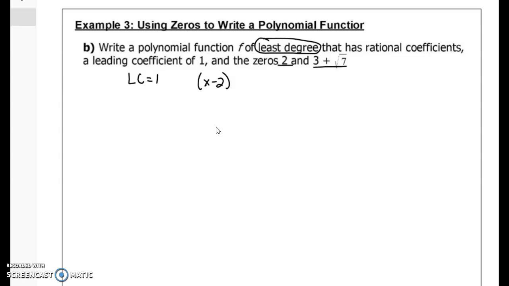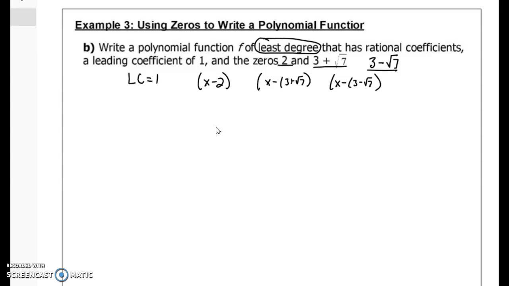It has another zero of 3 plus square root 7. So automatically when you see that, I hope you know that it then has another zero, even if it's not written, a 3 minus square root 7, because of the irrational conjugates theorem we learned today. So now, how do we write those as factors? x minus the quantity 3 plus square root 7 and x minus the quantity 3 minus square root 7. Okay, so there's our factors.